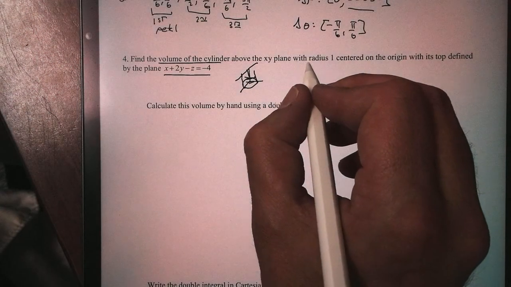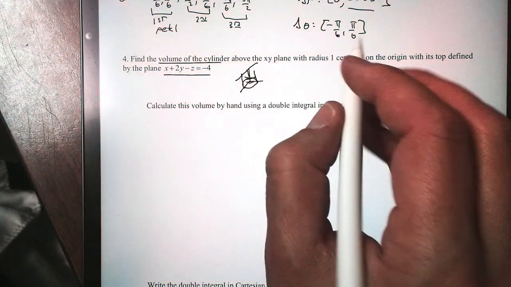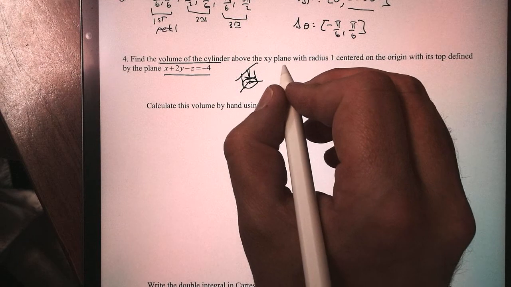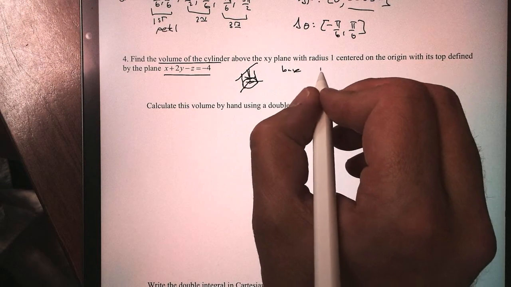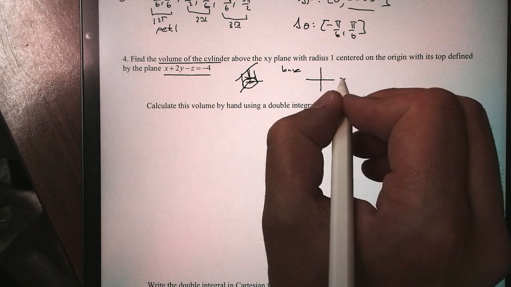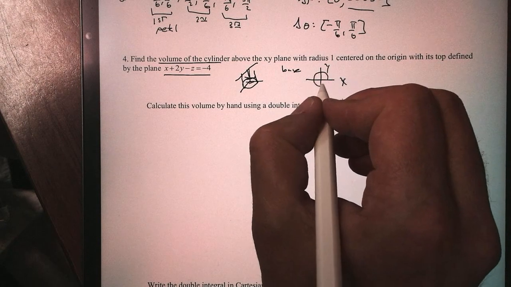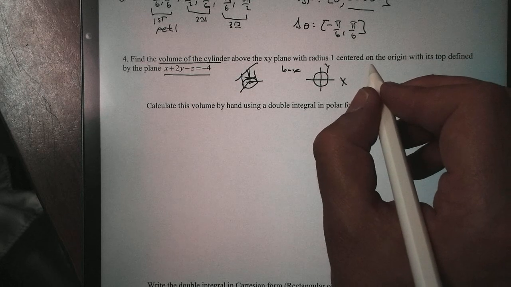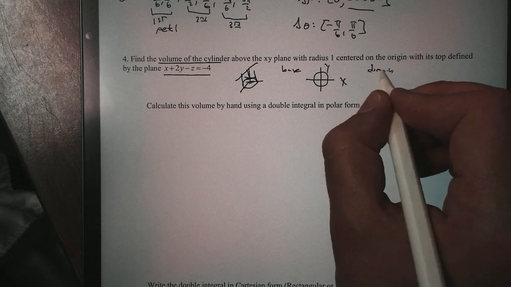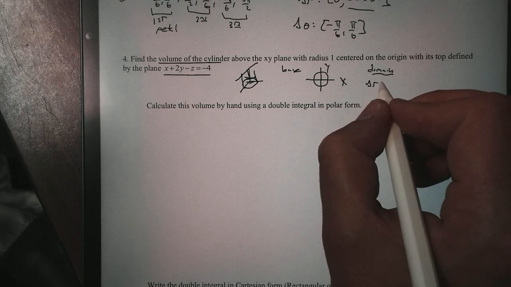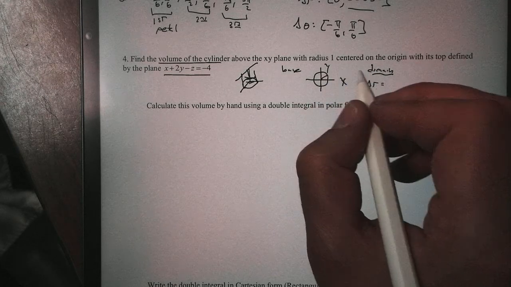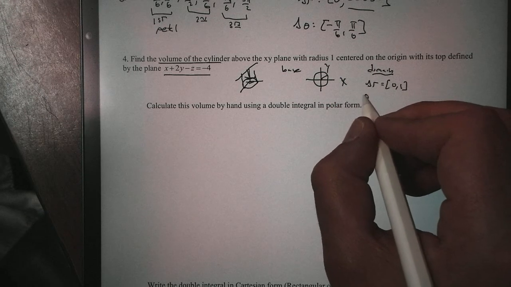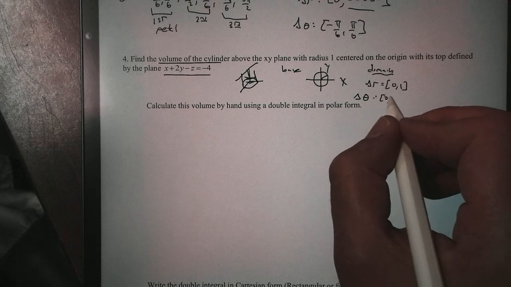So we're going to start with the base, which we know is a circle. My base on the xy plane will be a circle with radius 1. So I can get my domain, or my limits. My radius is always going to be from 0 to 1, and my change in theta is going to go from 0 to 2 pi.